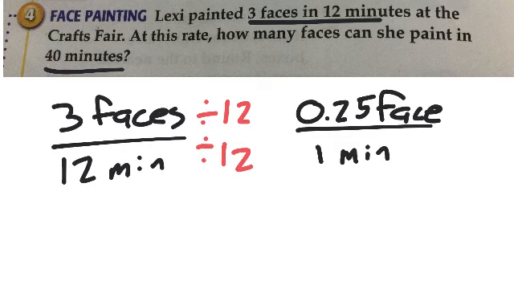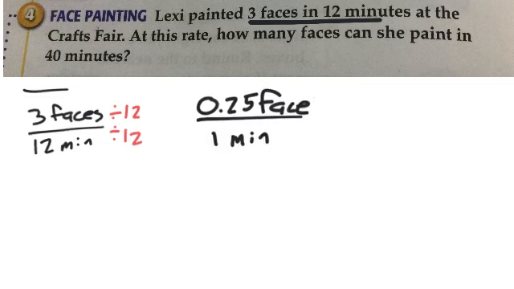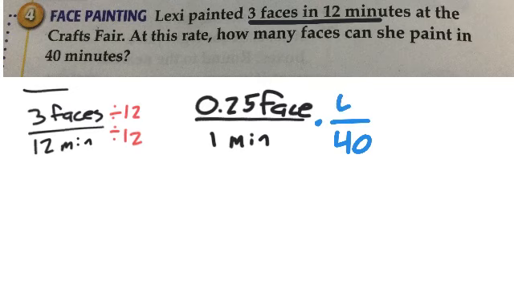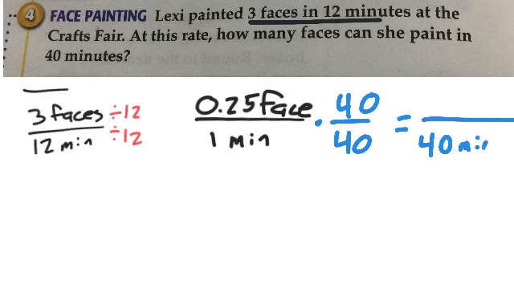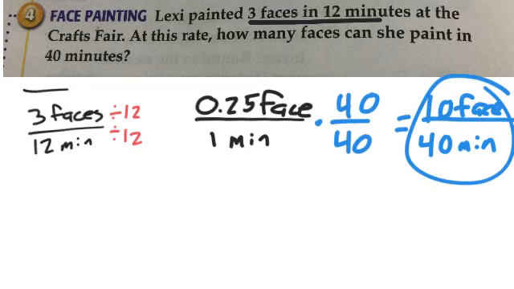Okay, but that's not what it was asking. This is the unit rate, but now it wants to know how many could she paint in 40 minutes. So we're going to now take our unit rate and we want to know in 40 minutes what it's going to be. So I want the denominator to now be 40, so I can multiply it by 40. And I could also multiply the numerator by 40. So in the denominator, 1 times 40 is 40. So now I'm dealing with 40 minutes. And then in the numerator, 40 times a quarter would be 10. So she can paint 10 faces in 40 minutes.